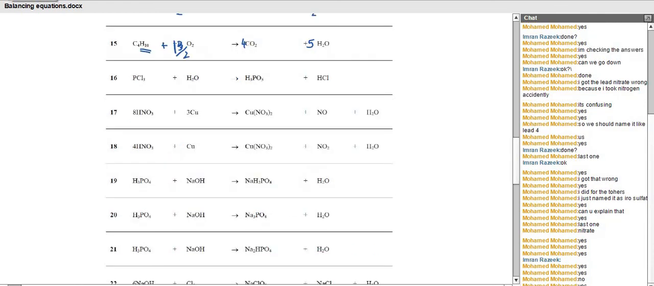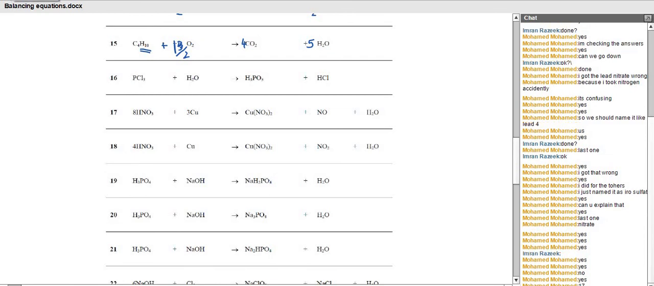Done now. Okay, fine. Right, so there's 8 here. So to make it 8, we put 2 in front of nitrogen monoxide. So now check. 8 hydrogens, 8 hydrogens, 8 nitrogens. Here 2 times 3, 6 plus 2, 8 nitrogens. Nitrogen balanced, 3 copper, 3 copper balanced. 24 oxygens. 3 times 8, 24 oxygens. Here is 6 times 3, 18 plus 2, 20 plus 4, 24. Right? So try the next, the 18th one.